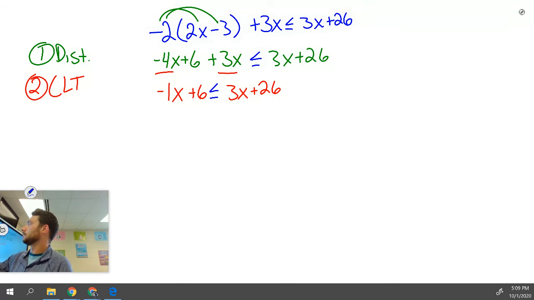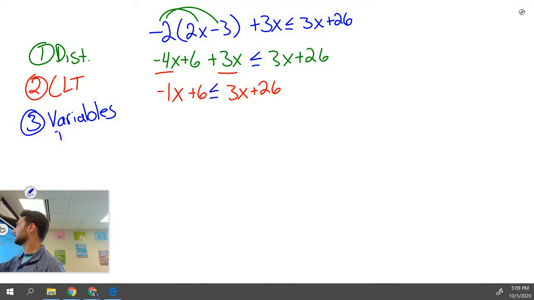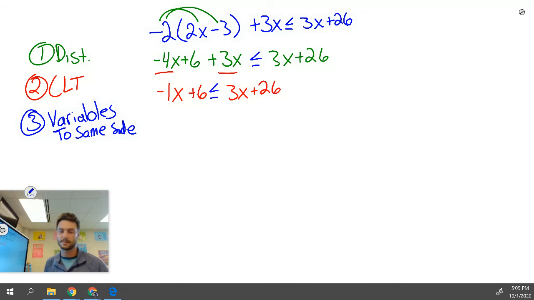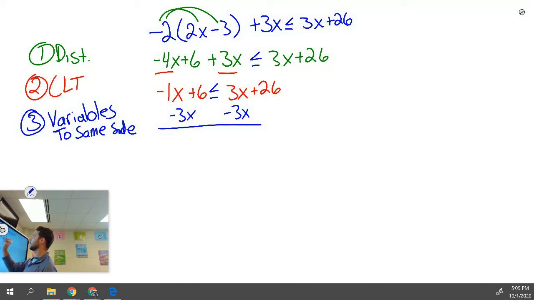So step 3 is to get variables to the same side. Make sure that happens. To do that, we need to move this x over. You can do it one of 2 ways. We'll move everything to the left because that's how I like to do it. So negative 1x minus 3x is negative 4x plus 6 is equal to 26.